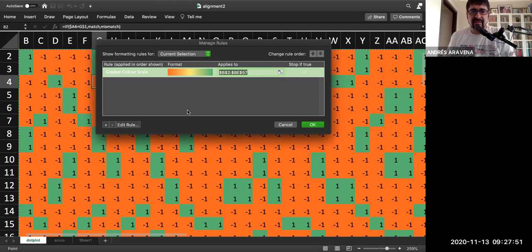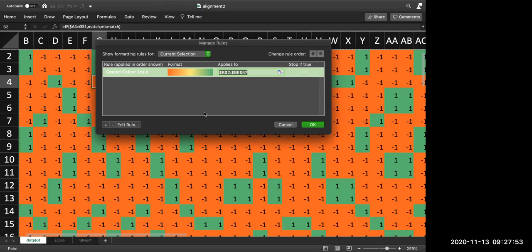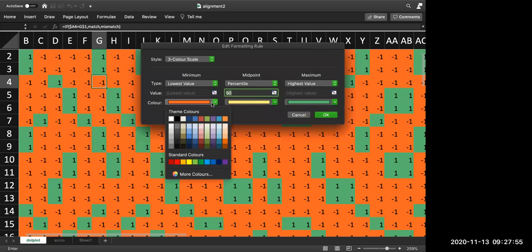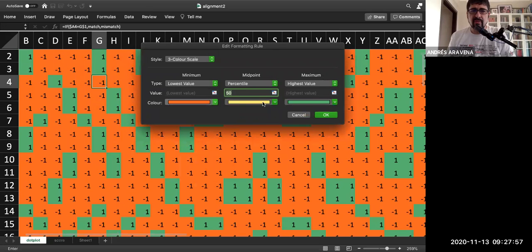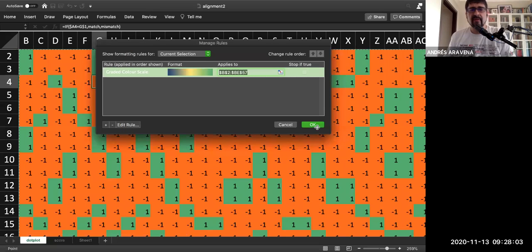Okay. Let's see if I can change to another color range. Let's say I will go from blue to yellow, green. Maybe this will be better. Okay. Well, anyway.